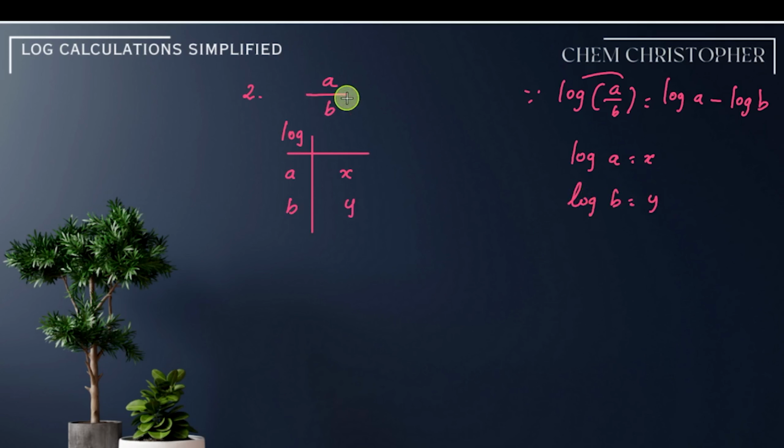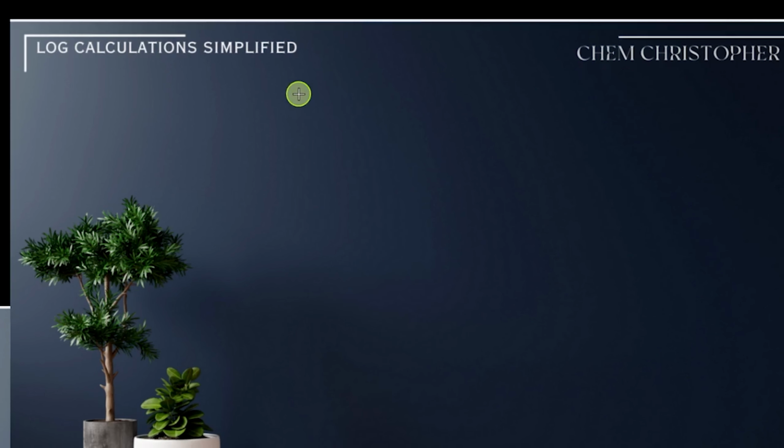Now here I have division, so you are going to subtract: log A minus log B. After this, I'm getting the value z. So log A minus log B is your z. You have to take the antilog of this to get the answer. Got it? Easy.